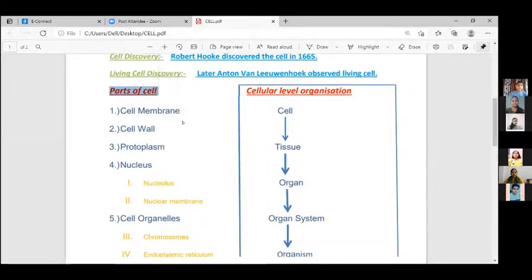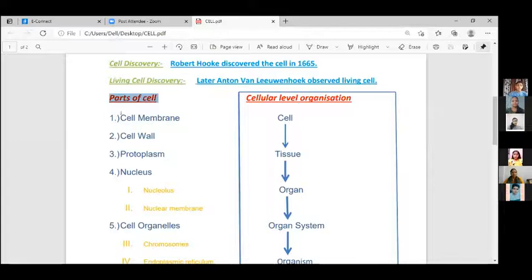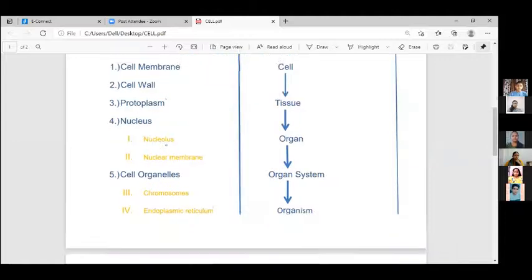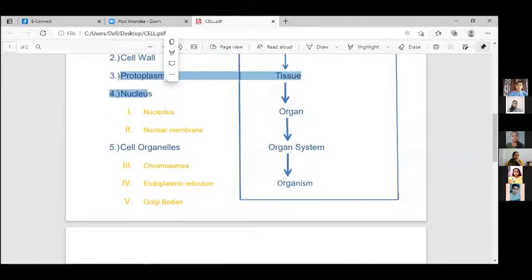Now we are going to study parts of cell. There are many parts of cell like cell membrane. It is the outer covering of any cell. In any cell we can see the cell membrane. Next, cell wall. Cell wall is found in plant cell and some bacteria. And next is protoplasm. Protoplasm has two parts, cytoplasm and nucleoplasm. Nucleoplasm is present in the nucleus, and cytoplasm is present outside of the nucleus.